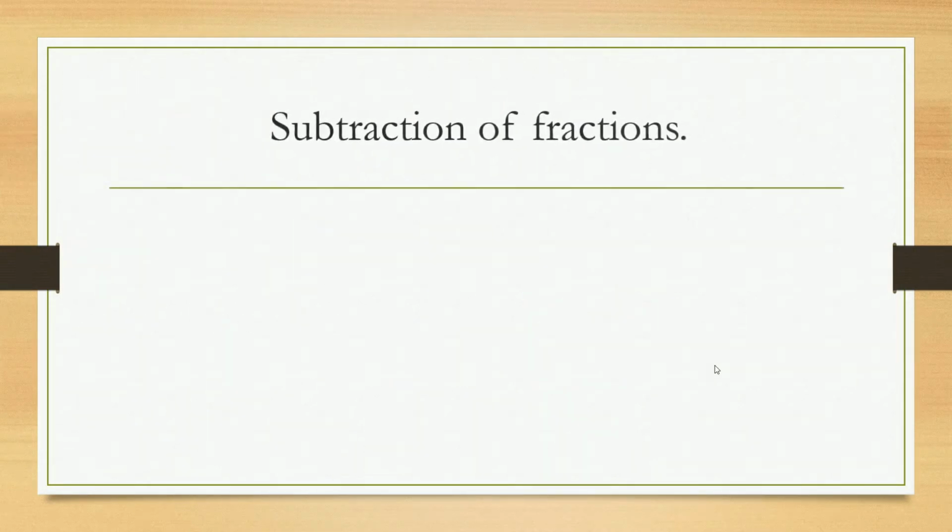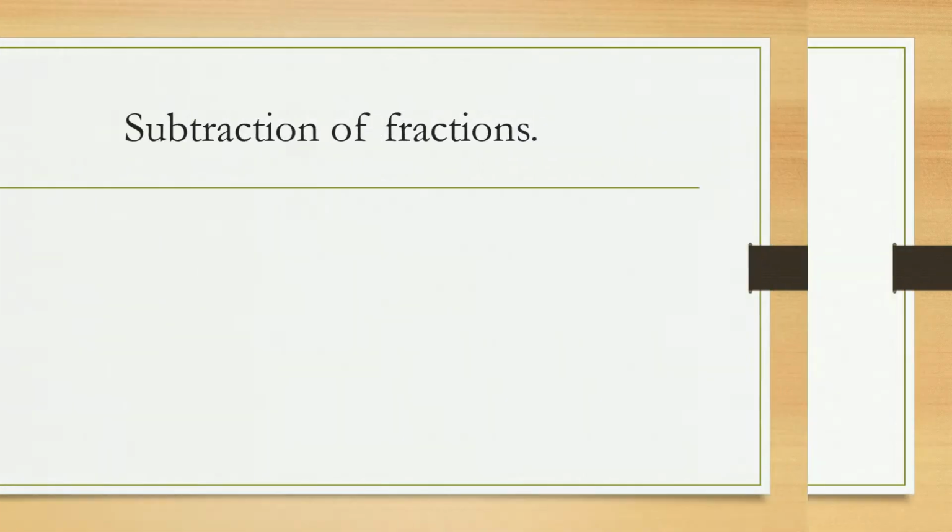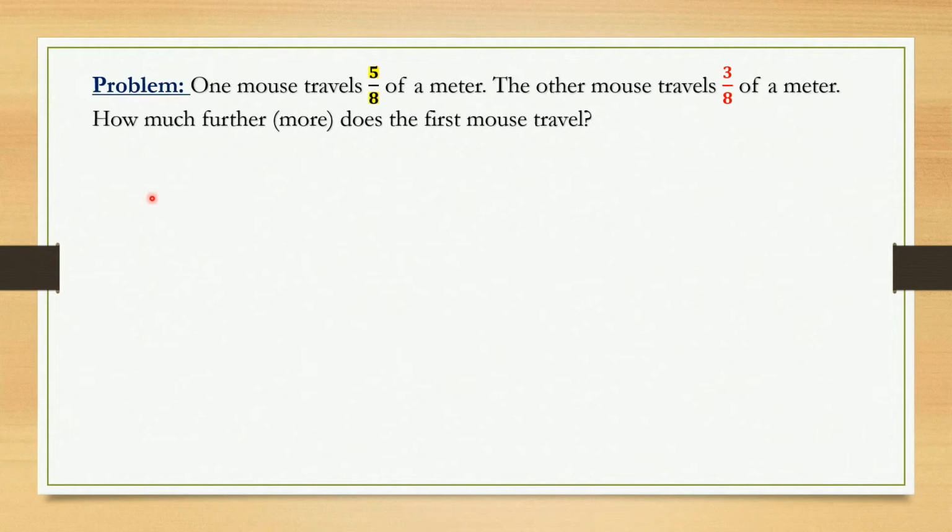Now let's continue with part 2, subtraction of fractions. Let's read the problem. One mouse travels 5/8 of a meter. The other mouse travels 3/8 of a meter. How much further or how much more does the first mouse travel? In order to understand this problem more, let's draw a figure representing this problem.